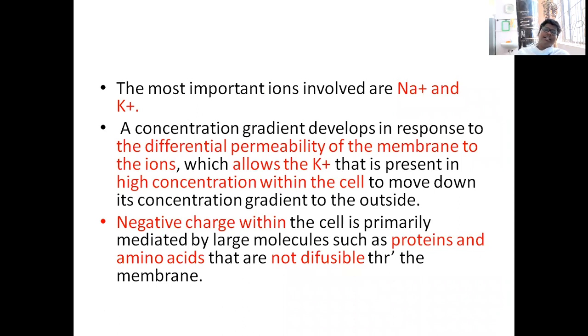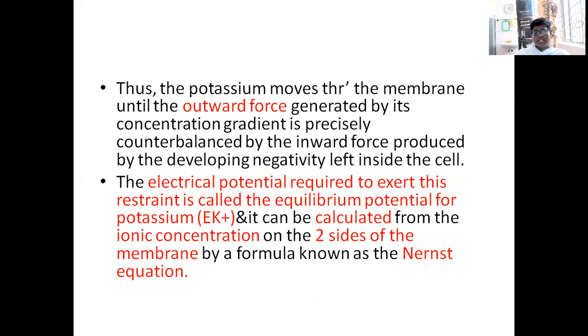The concentration gradient develops in response to different permeability of the membrane to ions, which allows the potassium, present in high concentration within the cell, to move down its concentration gradient to the outside. Negative charge within the cell is primarily mediated by the large molecules such as proteins and amino acids that are non-diffusible through the membrane. Thus, the potassium moves through the membrane until the outward force generated by its concentration gradient is precisely counterbalanced by the inward force produced by the developing negativity left inside the cell.